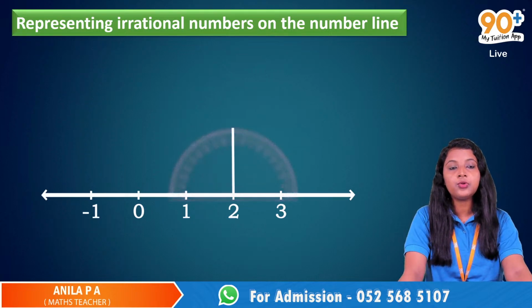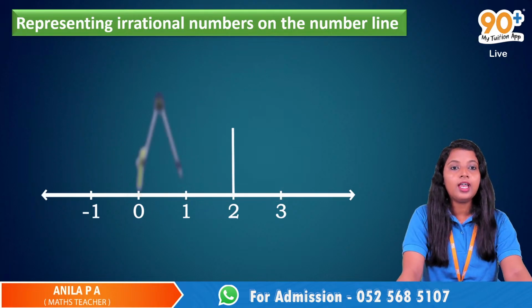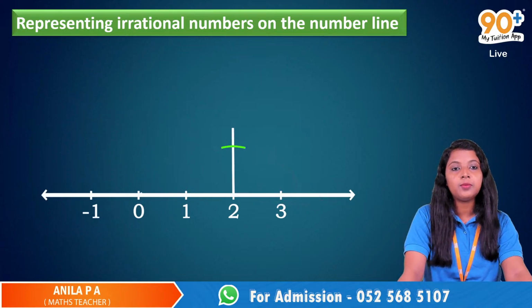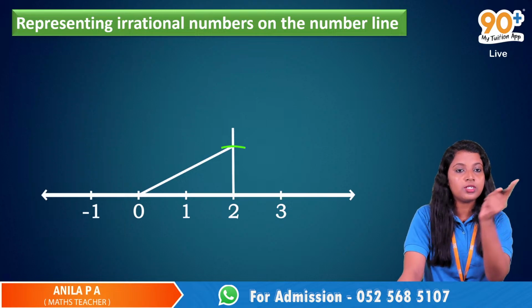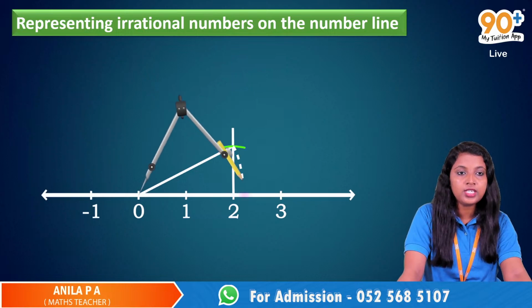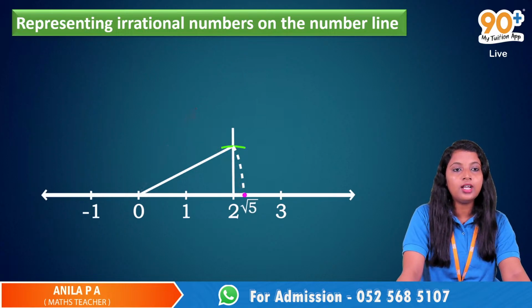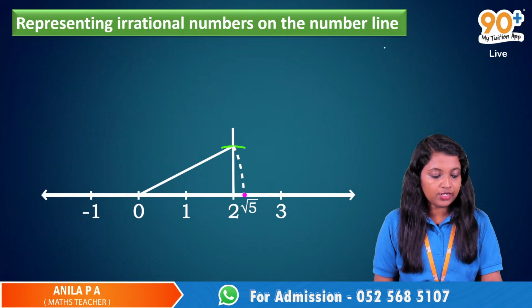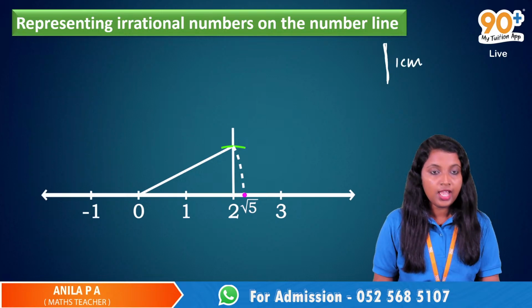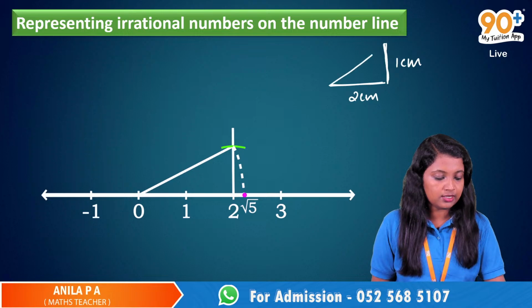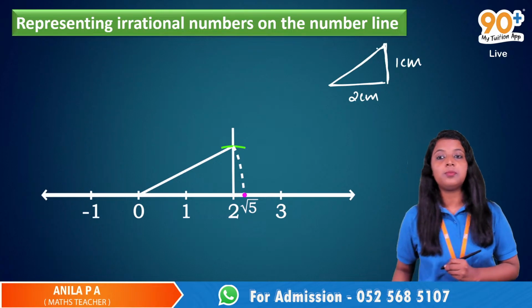There we have to draw a perpendicular line and mark this 1 centimeter, and from that point you have to draw a line to the 0 or the origin, and taking that point we have to draw another arc, and that will be root 5. How is this root 5? Just see, here we have a right angle triangle. Again, we have a right angle triangle. This is 1 centimeter and this is 2 centimeter. What about this distance? Again, we can use the Pythagoras theorem.